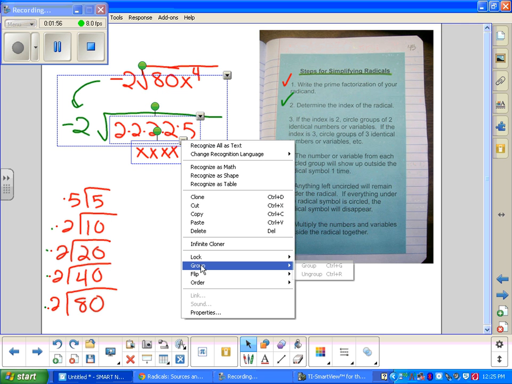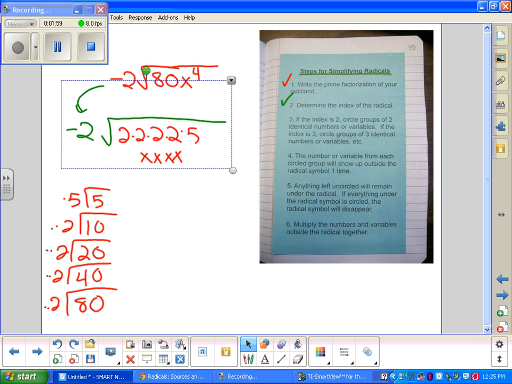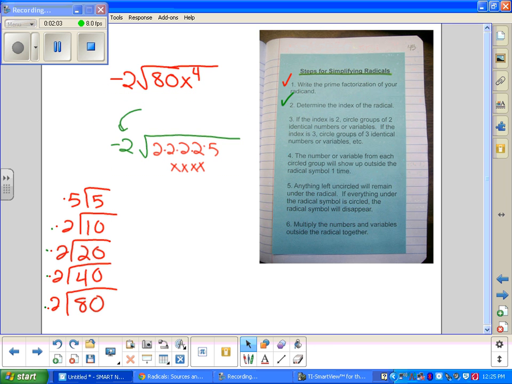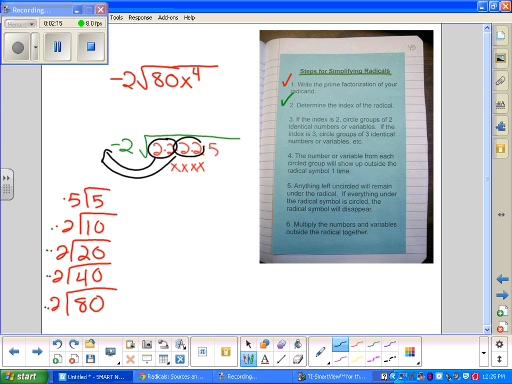Let me group this, move this over a little bit. I'm running out of room. Okay, so once I have that, then I'll look for groups of two and put them on the outside. Here's one group of two. Here's a second group of two. Here's a group of x's. And here's another group of x's. I'll tuck that up here. And that's step number 3 and step number 4.